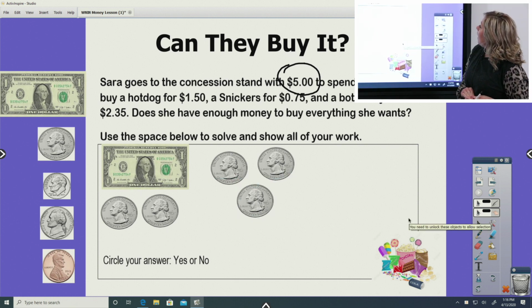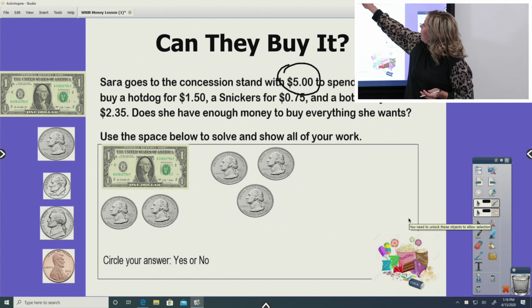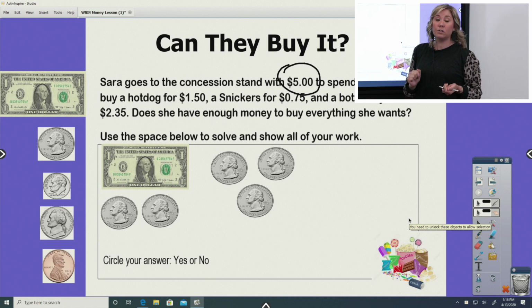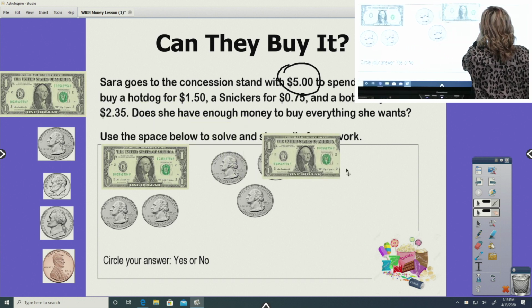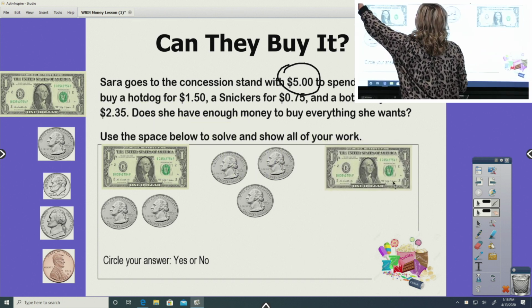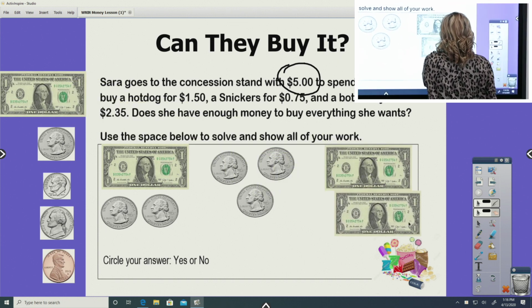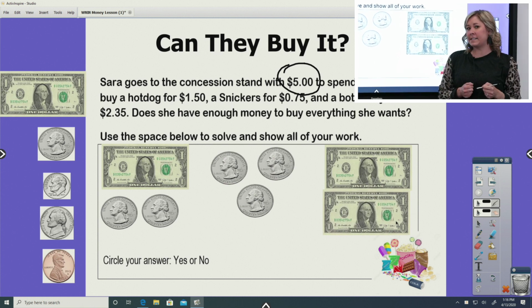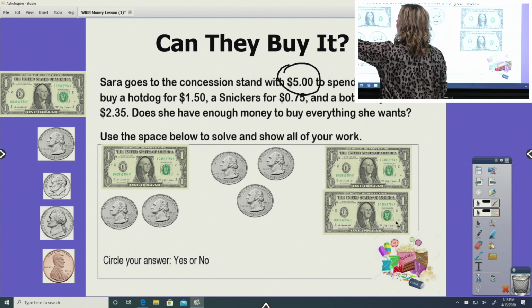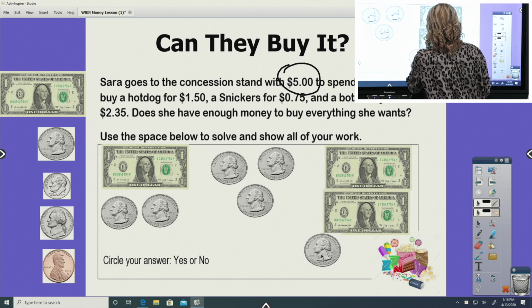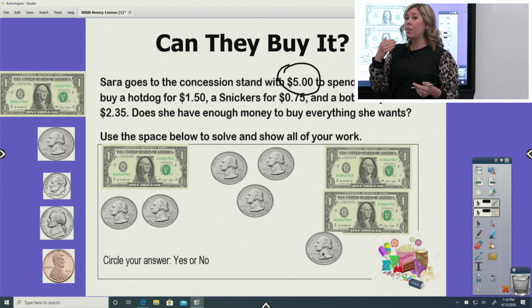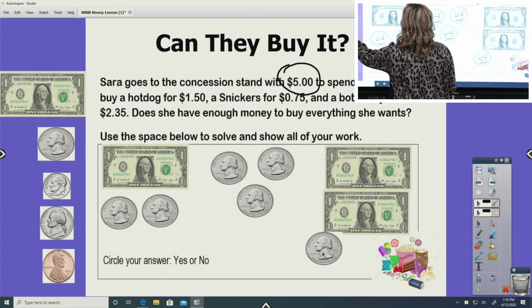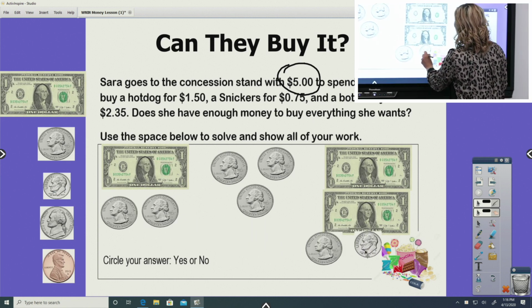The next thing I'm going to do is drag over the amount of money it takes for a bottle of juice. The juice costs $2.35. So I'm going to need 2 $1 bills. And now I need 35 cents. Well, a quarter is 25. And I know that if I count by tens, 25, 35, we could use a dime to get 35 cents.